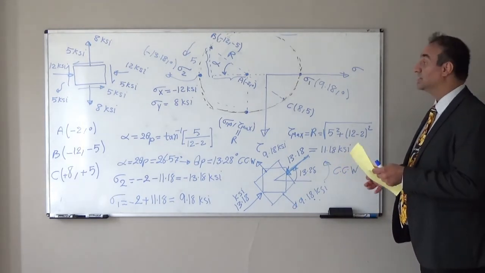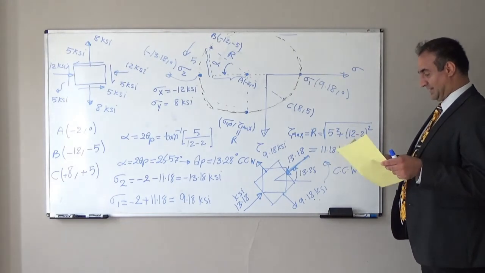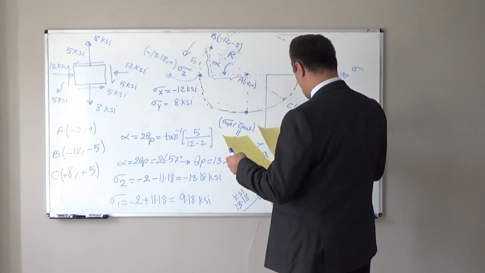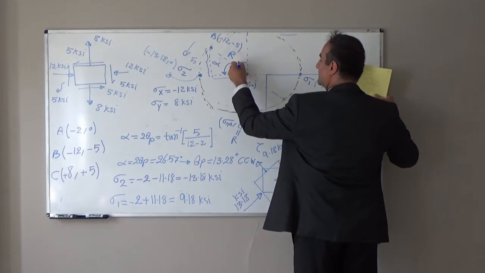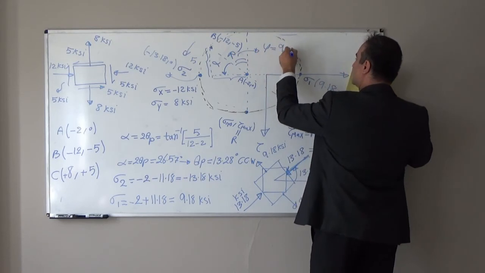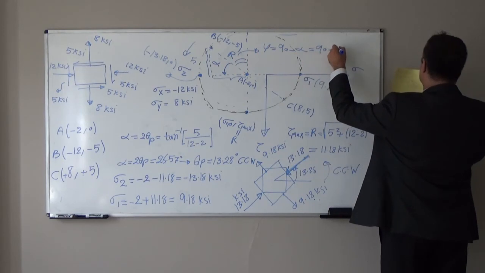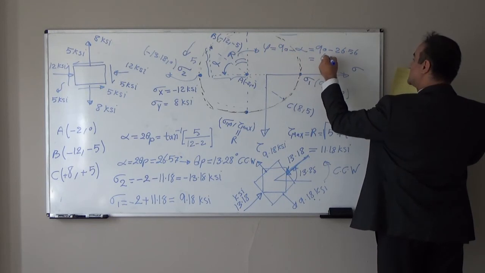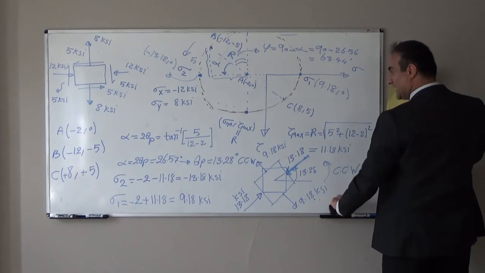Let's look at the shear stress. For shear stress we should find the phi angle. The phi angle will be this angle phi here. Phi will be equal to 90 minus alpha. That will be 90 minus 26.56, which is equal to 63.44 degrees.